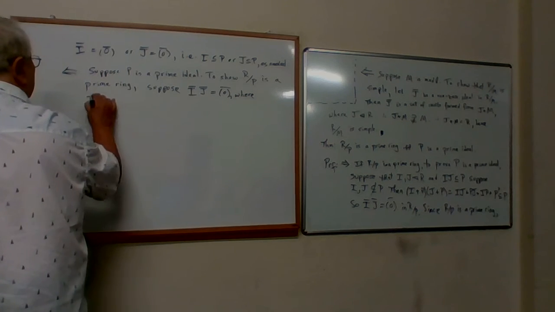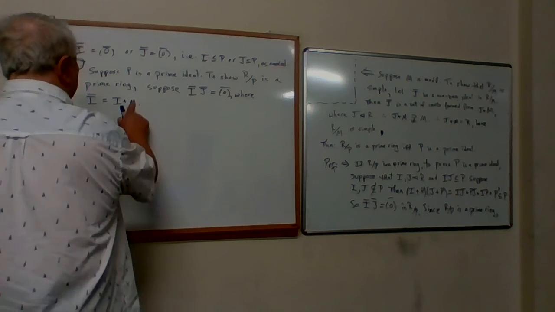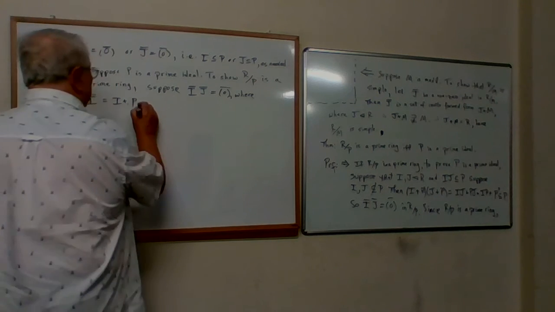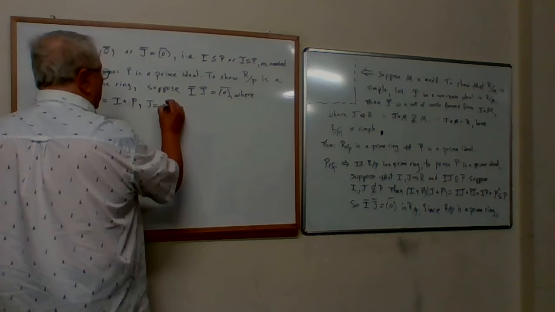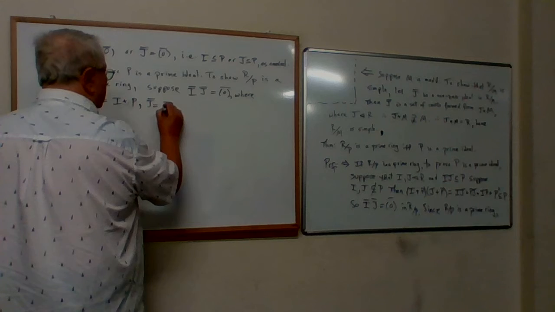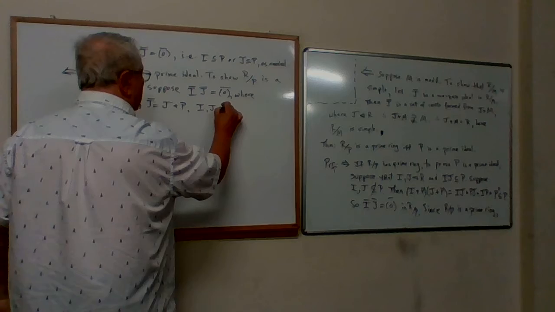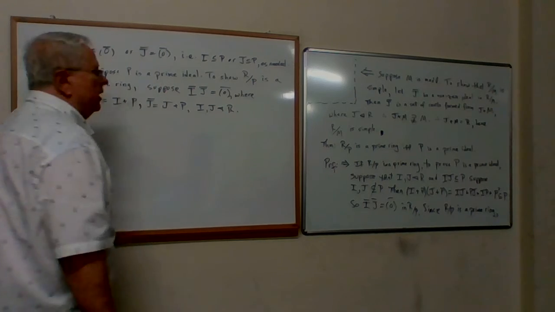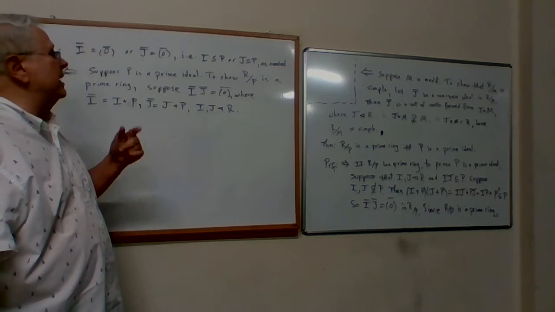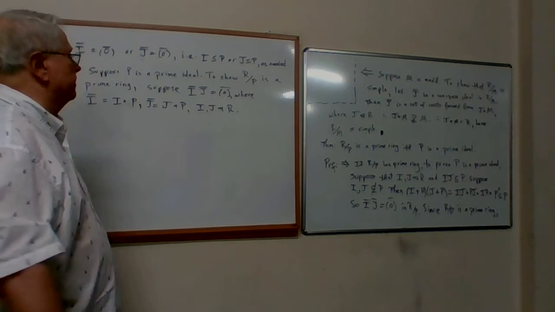where I bar equals I plus P, sorry. And J bar gives the cosets of some ideal J plus P, where I and J are ideals of R. So in other words, in the quotient ring, we're now pulling back to R to find the ideals that gave us I bar and J bar, and we're going to call those I and J. Okay?